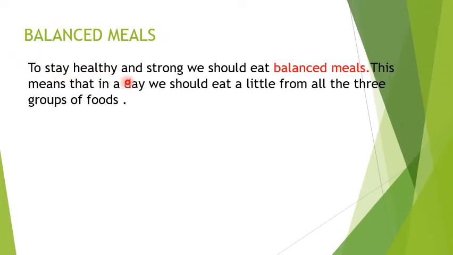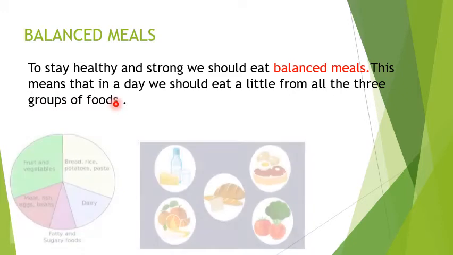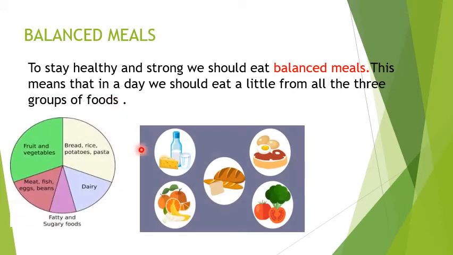Now, to stay healthy and strong, we should eat balanced meals. This means that in a day, we should eat a little from all the three groups of foods. Now, this is a picture showing a balanced meal. So, in a day, we have our breakfast, lunch and dinner. We should see that in each meal, we include one food from each group.